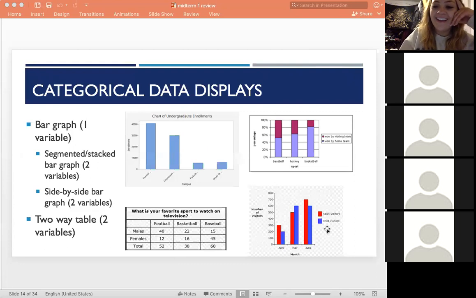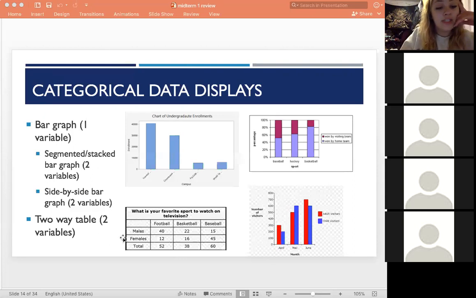And then there's number of visitors. This one is just showing adult visitors and child visitors. Those are the two categorical variables here, so they're beside each other.